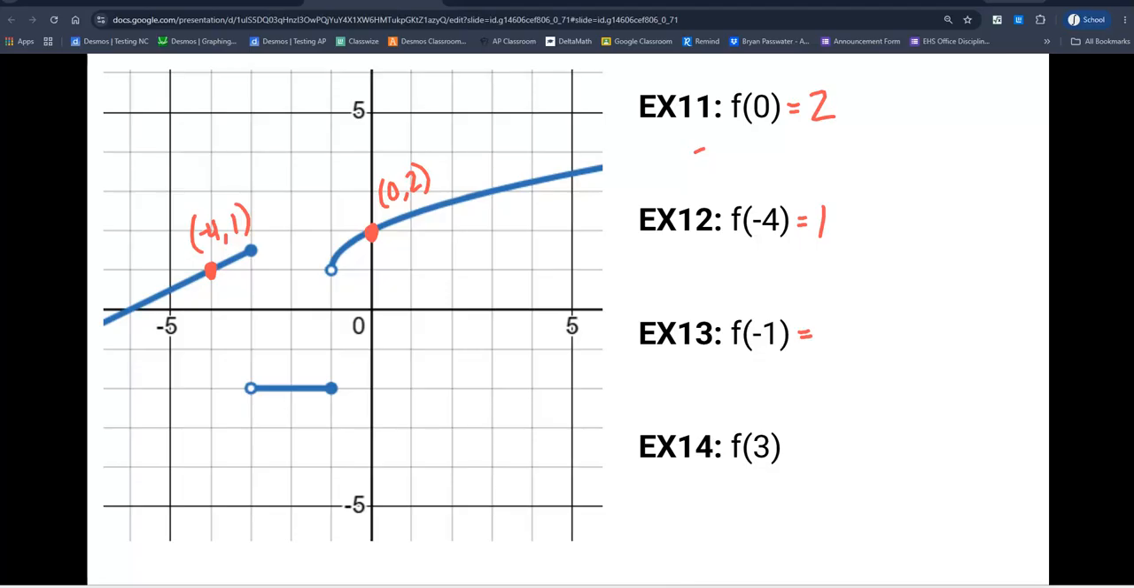It is defined because one of them's colored in. That bottom one's colored in. So it's going to be -2 because those points right there are -1, -2. All right. And Jalen, what about number 14? 3. Beautiful. This point right here, 3, 3. So our answer here is 3. Very good. Does that make sense from the graph?